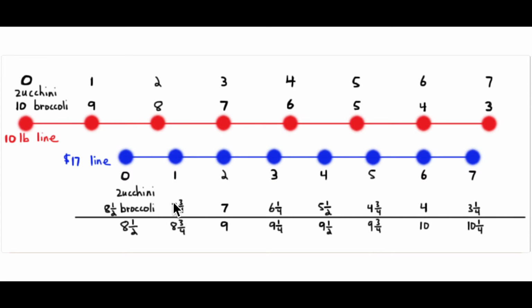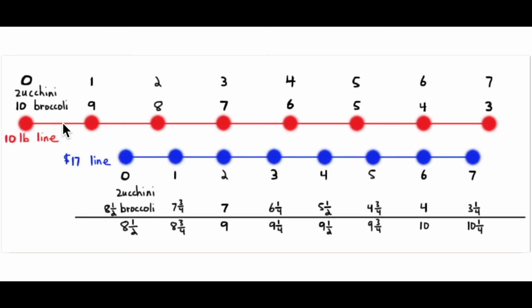Subtract 3/4 of a pound, add a pound. That's the difference of the slopes. The slope here is -1. The slope here is -3/4. Taking 1 pound of broccoli away for adding a pound of zucchini, taking 3/4 of a pound of broccoli away for adding a pound of zucchini to keep it at $17.